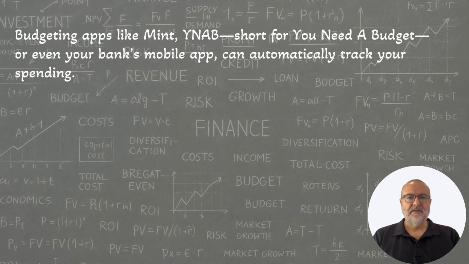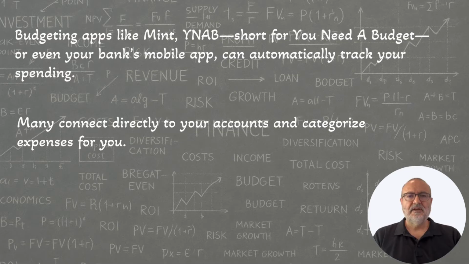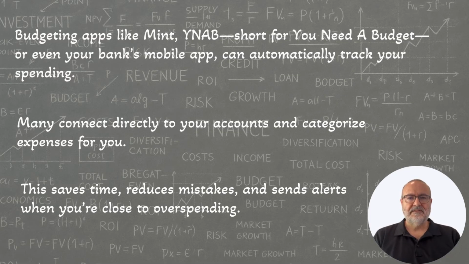Budgeting apps like Mint, YNAB, short for You Need a Budget, or even your bank's mobile app can automatically track your spending. Many connect directly to your accounts and categorize expenses for you. This saves time, reduces mistakes, and sends alerts when you're close to overspending.